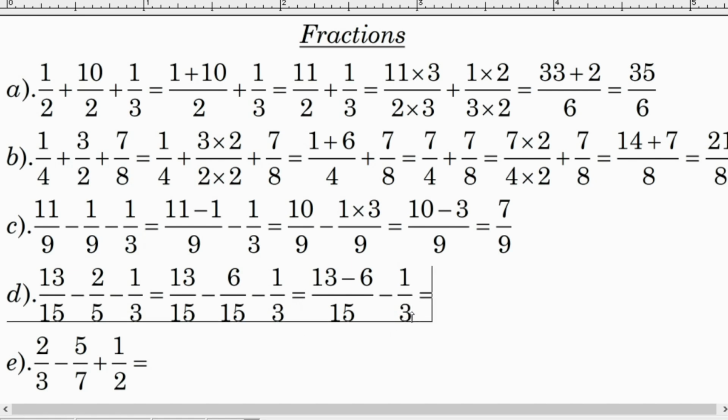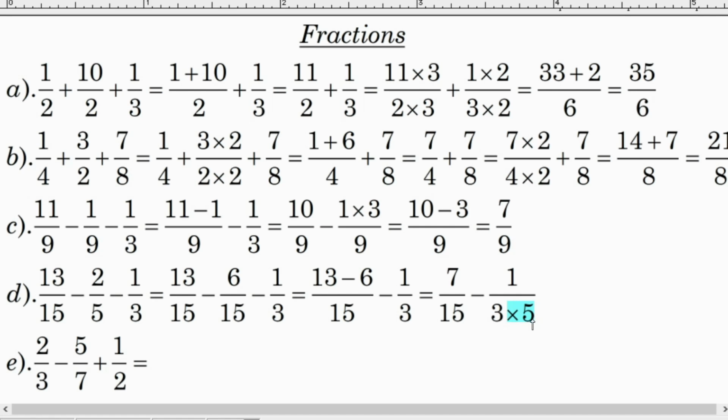Okay, so here we have 13 minus 6, then equals 7, divided by 15. And then minus 1/3. So we have to calculate these two fractions again. We have to find the same denominator. So 3 multiplied by 5, that will be equal to 15. So the same denominator, which is 15, right?